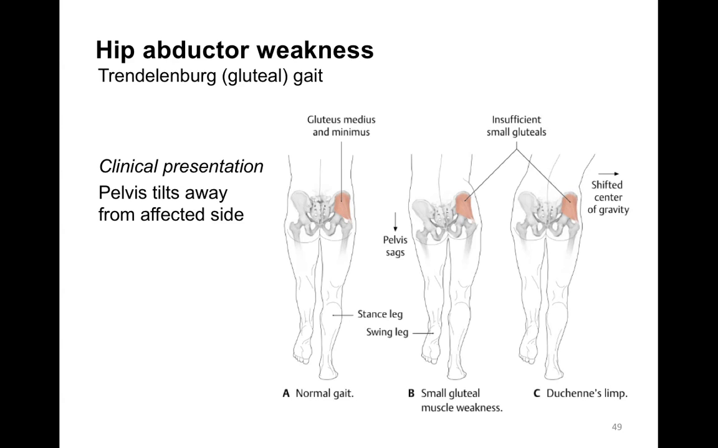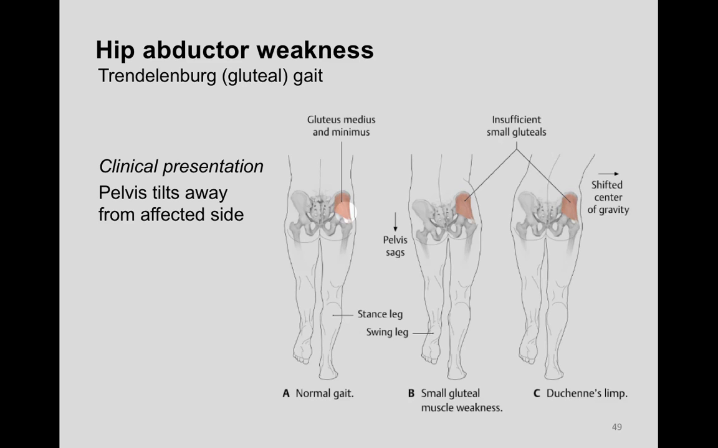So the basic clinical presentation is that the pelvis tilts away from the affected side. We'll be able to appreciate that when we look at the normal gait cycle. In unilateral stance, when weight is put through the lower extremity, the ipsilateral gluteus medius and minimus muscles will be able to resist the gravity pulling the contralateral side of the body down. So these muscles are very much active ipsilaterally during the stance phase of locomotion.